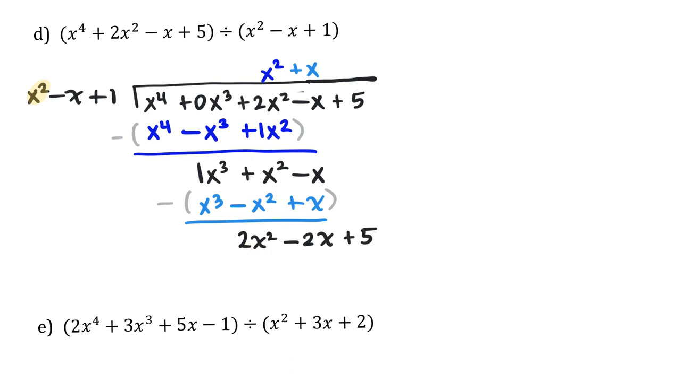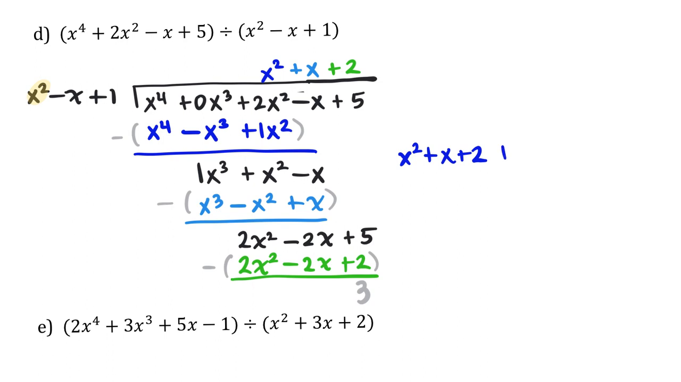Okay, now to get 2x squared. X squared times 2 gives me 2x squared. 2 times x squared minus 2x plus 2, subtract. Okay, cancel, cancel. 5 minus 2 is 3. So I do have a remainder. So x squared plus x plus 2. My remainder is positive 3 over x squared minus x plus 1.